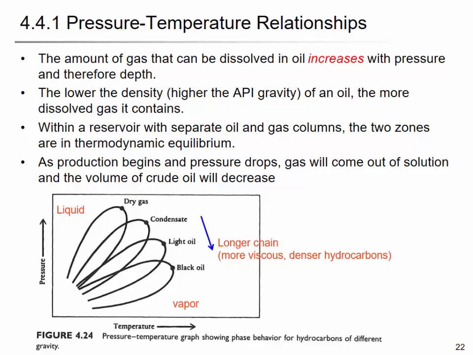And the amount of gas that can be dissolved in oil increases with pressure, therefore with depth. And the lower the density, the higher the API gravity, the more dissolved gas it contains. And within a reservoir with separate oil and gas columns, the two zones are in thermodynamic equilibrium.